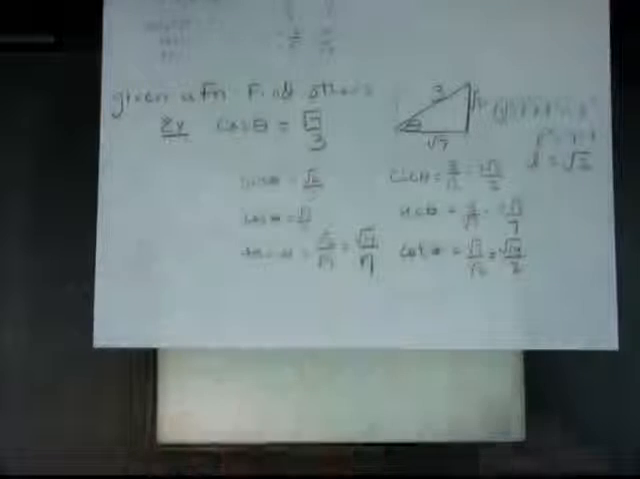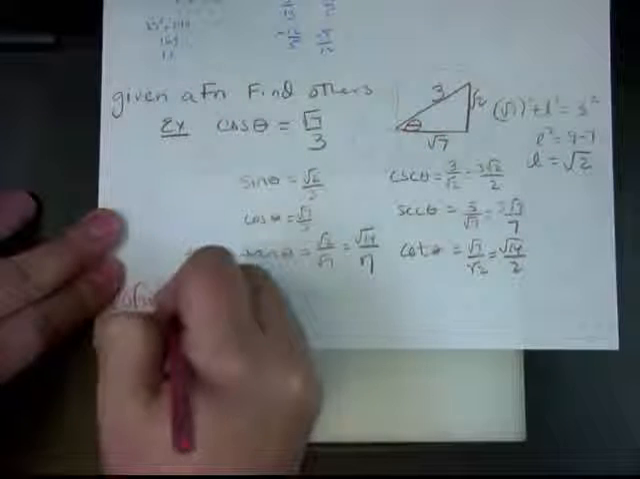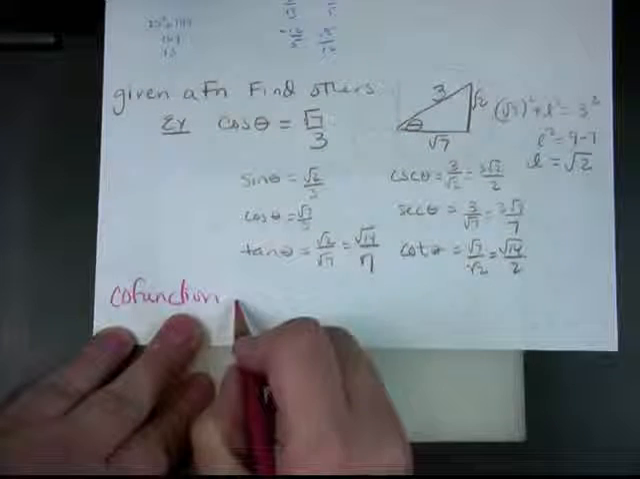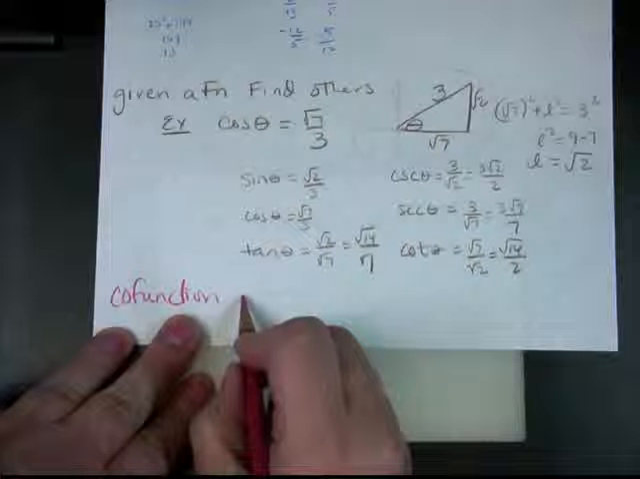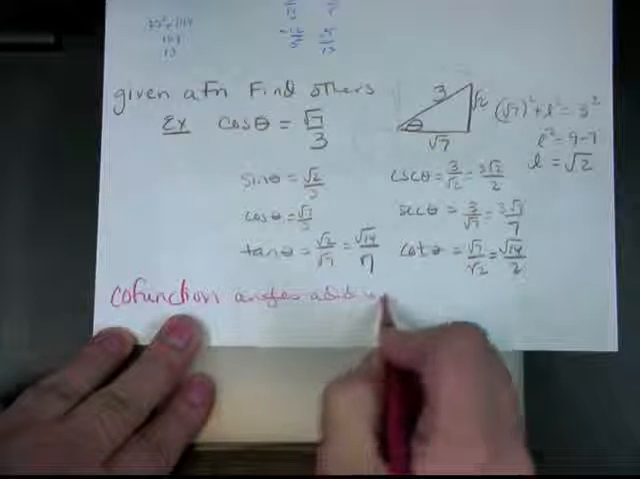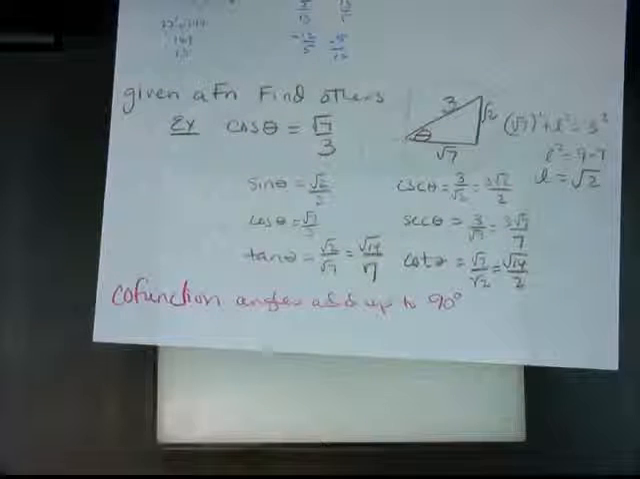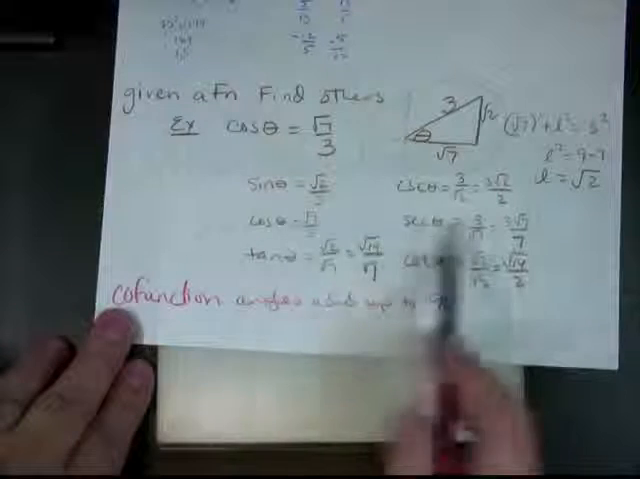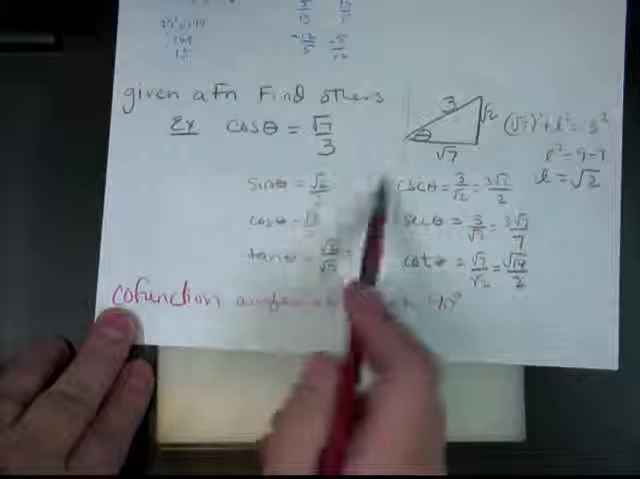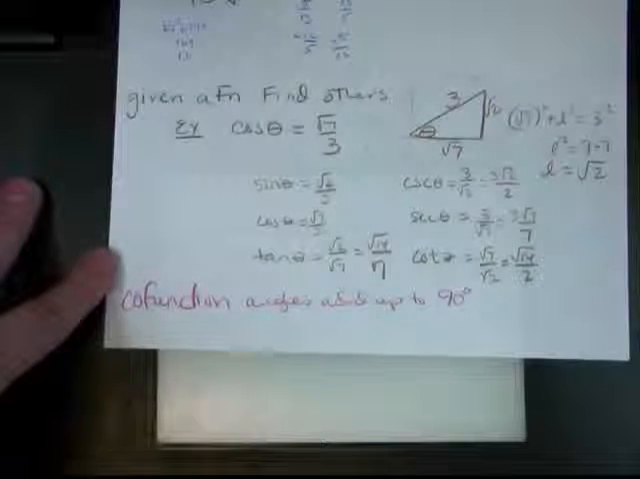The last thing I need to talk about is a cofunction. A cofunction means the angles add up to 90 degrees. And our cofunctions are not the cousins. Sine and cosecant are cousins; they are reciprocals of each other. Cofunctions are what you think they should be.